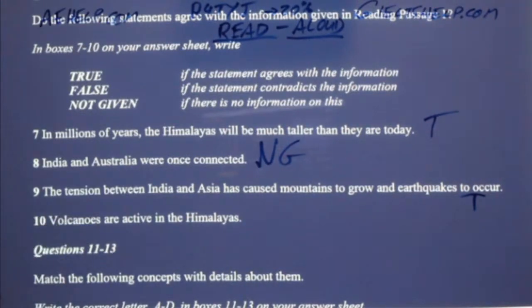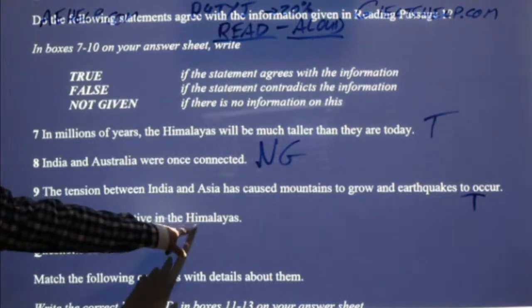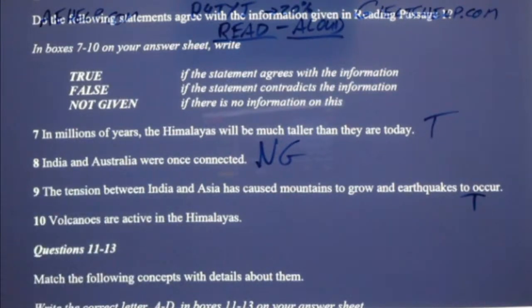Tension, pressure, smacking into it. Volcanoes are active in the Himalayas. So we're talking about mountains. Mountains and volcanoes are somewhat synonymous. Okay. Tension is continental drift. So continental drift and tension are kind of the same. Okay. All right. Number 10.